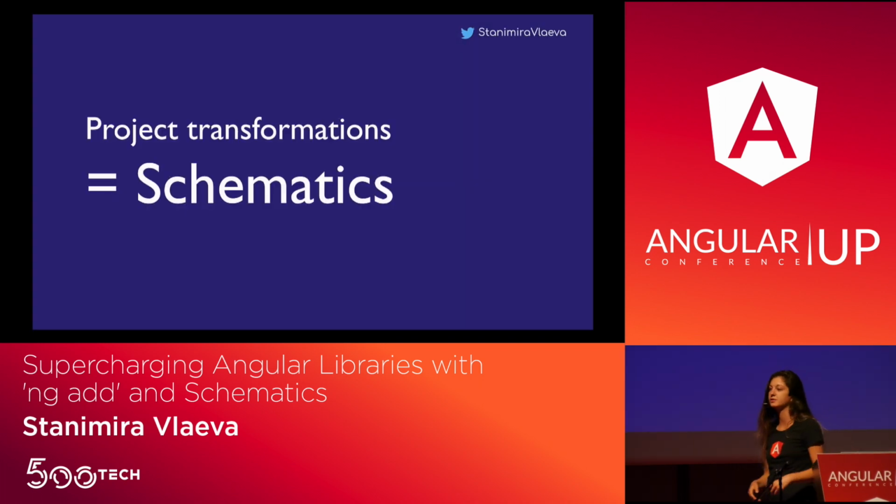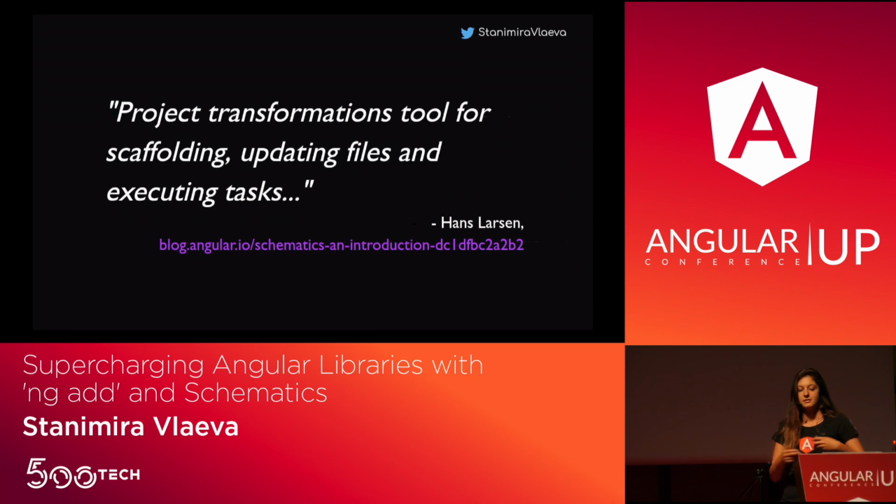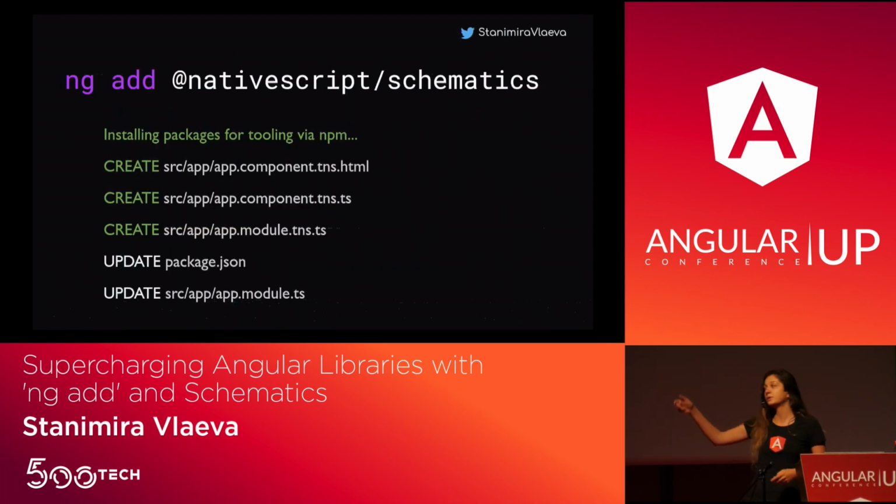And these project transformations that are defined inside that package are actually written with a library called Schematics. And I'm going to call them project transformations from now on in this lecture, because this term schematics shows up everywhere when we talk about the schematics library. So the specific transformation is going to be a project transformation. And schematics is a project transformations tool for scaffolding, updating files, executing different tasks. If we look at that again, we have creating files, the scaffolding part. We have updated files, the modified part. And we also have a task, the npm install, that is being executed.